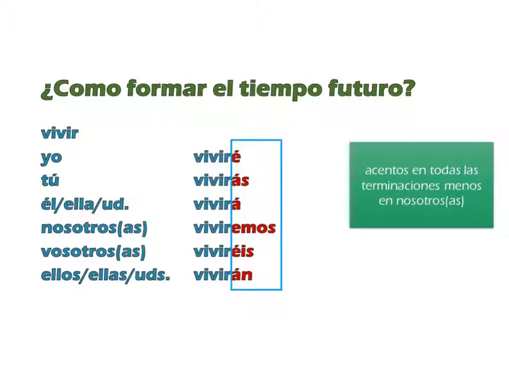And finally, we have a verb like vivir that ends in ir, and it is conjugated in the same way. You have the infinitive, and you add the endings. Viviré, vivirás, vivirá, viviremos, viviréis, vivirán.